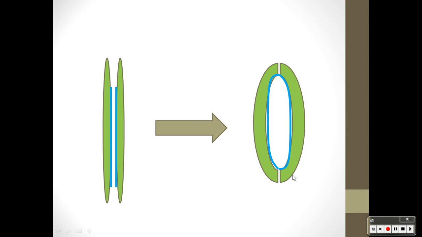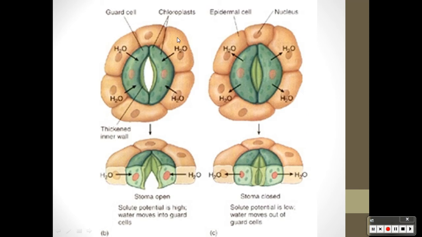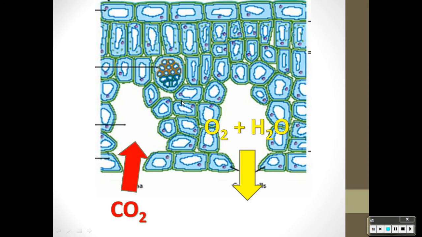So, stomata open versus stomata closed. Make sure you take a peek at this slide and look at it twice. Water is pumped into the guard cells to make them turgid and they pop open, or water is pulled out of the guard cells to make them flaccid and they shut. And of course, forcing water to move is going to be some form of active transport.